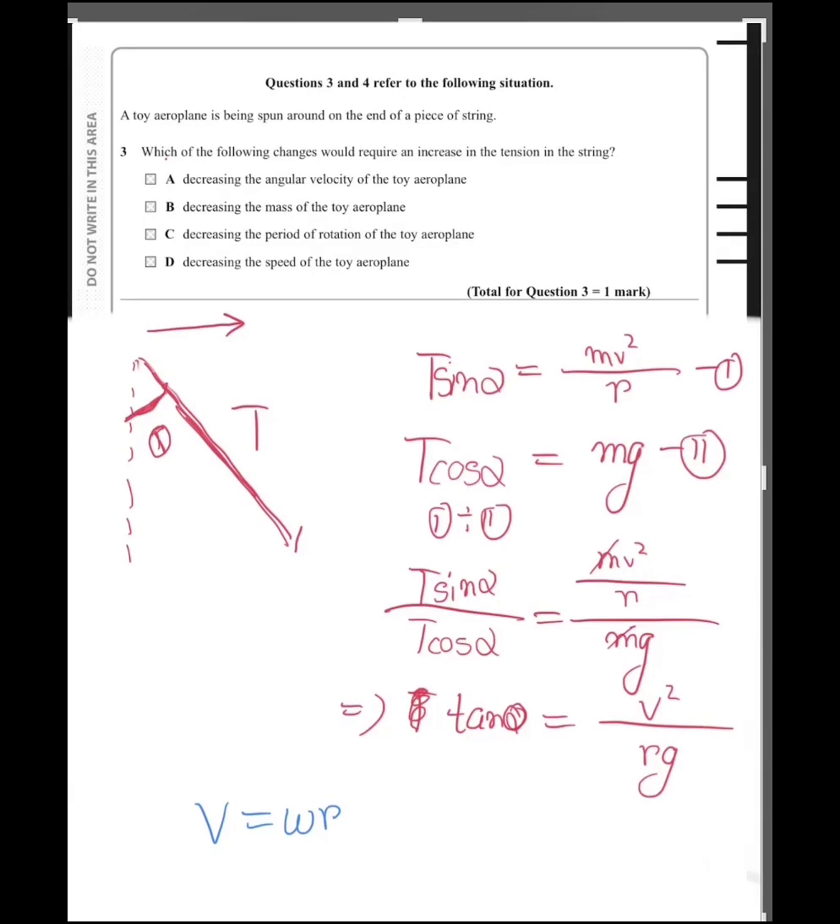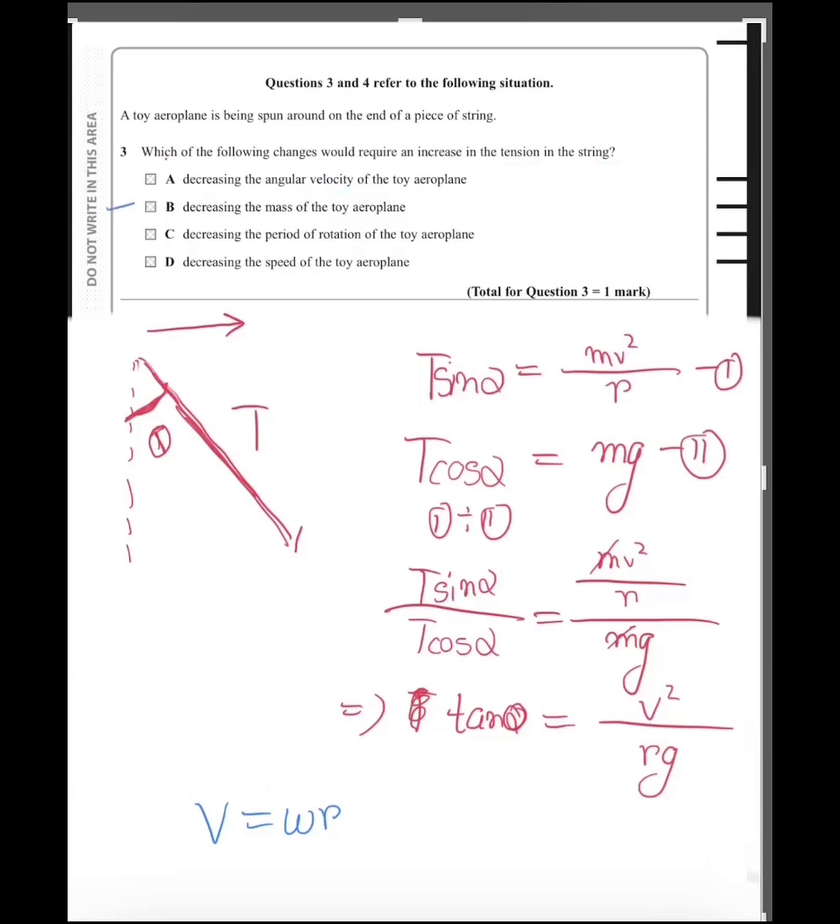So number 3, which of the following would require an increase in the tension? A, decreasing the angular velocity. When we decrease the angular velocity, the velocity decreases. So when this velocity decreases, the tension decreases, it does not increase the tension. So decreasing the angular velocity would not cause an increase in tension.